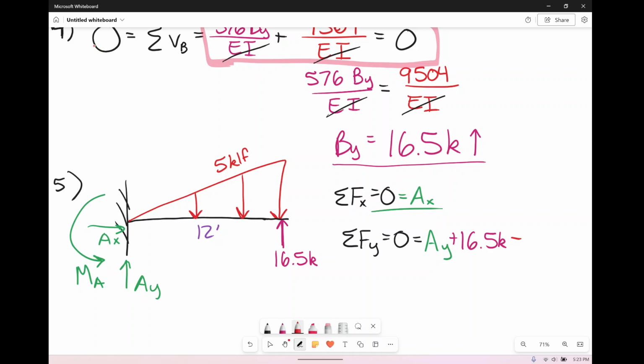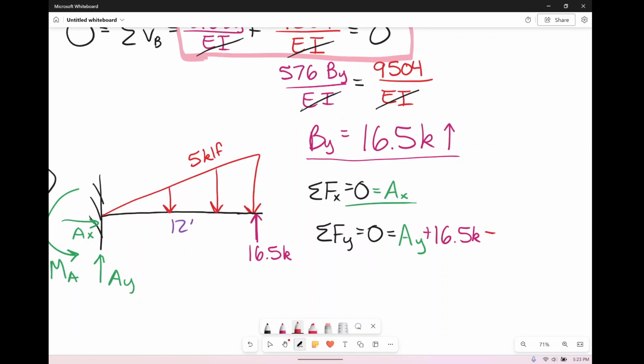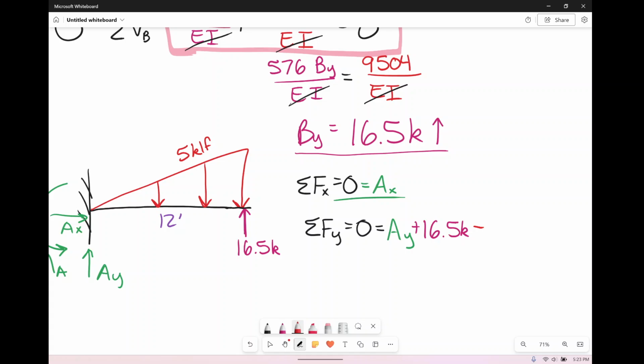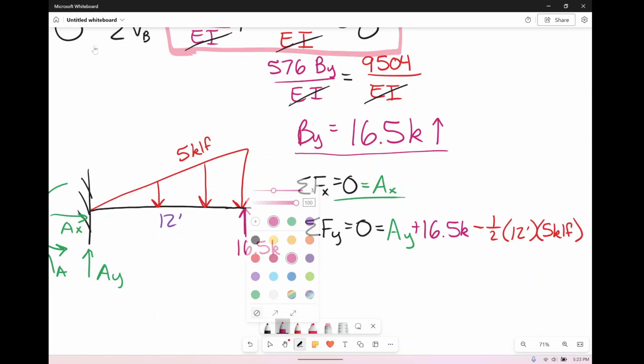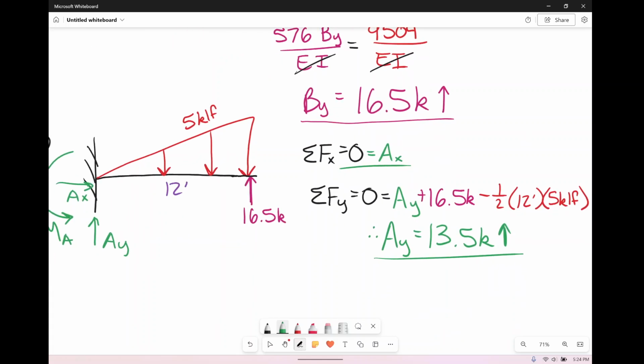I know it might have been a bit since you've seen linearly distributed loads, but remember it is the area under the loading diagram here. So the area of a triangle is 1/2 the base of 12 feet, the height of 5 kips per linear foot, and that's going to give us an AY equal to 13.5 kips going up. Ta-da! So not quite as much as By, because obviously By is taking more of the load.